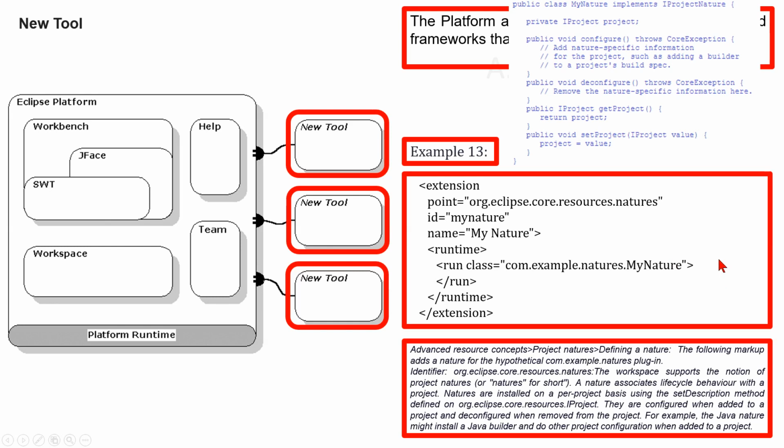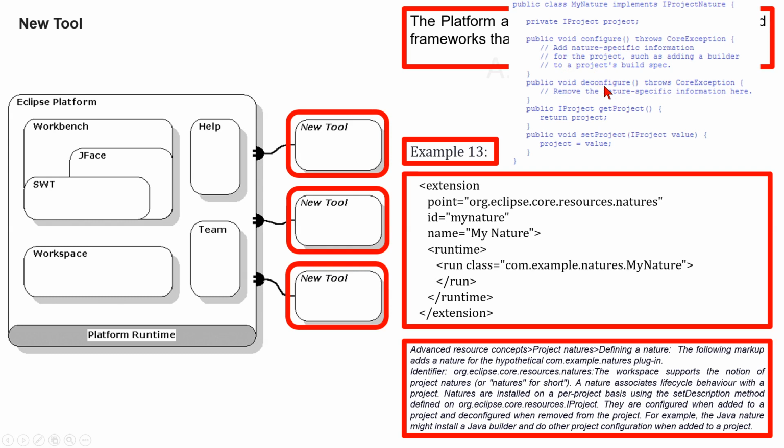The org.eclipse.core.resources.natures extension point is used to add a project nature definition. The following markup adds the nature for the hypothetical com.example.natures plugin. The class identified in the extension must implement the platform interface IProjectNature. The following markup shows this class, which implements plugin specific behavior associating nature specific information with the project when the nature is configured. The configure and deconfigure methods are sent by the platform when natures are added to and removed from the project.